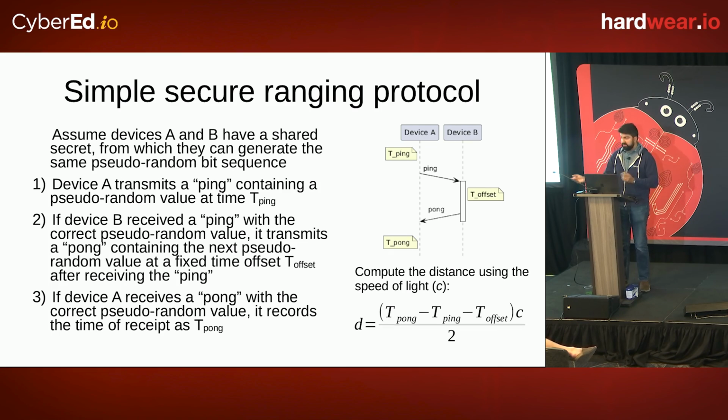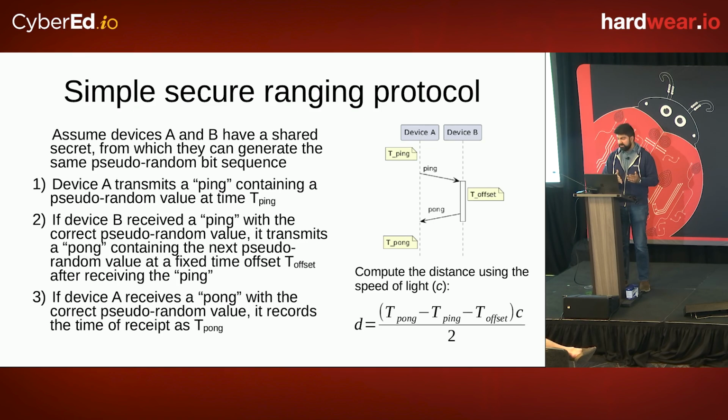If device B receives a ping with the correct pseudo-random value, then at a fixed time offset after when it receives the ping, it can send a response back with another pseudo-random value that both devices would know based on the shared secret, but an attacker wouldn't be able to guess.